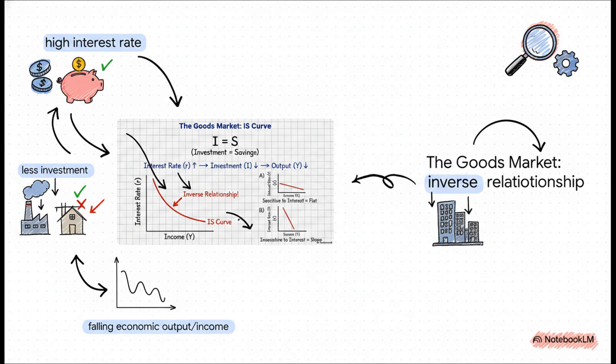Okay, first up, we've got the IS curve. This is all about the goods market. And the logic here is actually pretty simple, but it's super powerful. Think about it. When interest rates are high, it costs more to borrow money, right? So what happens? Businesses, people, we all invest less. And when investment goes down, the overall economic output, our national income, goes down with it. That's why the curve slopes down like that.